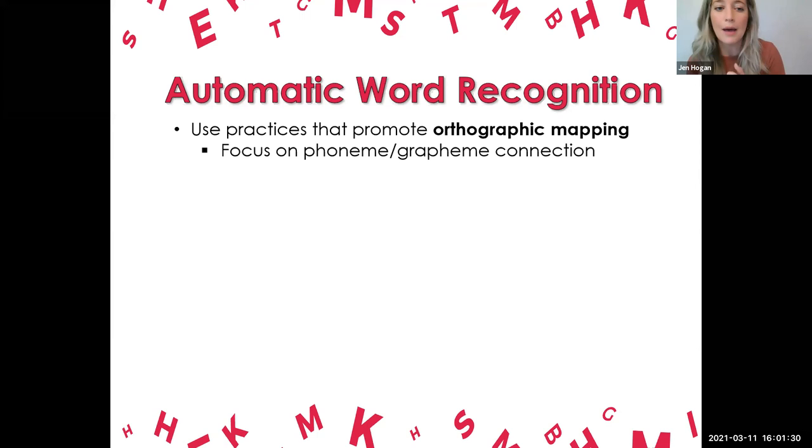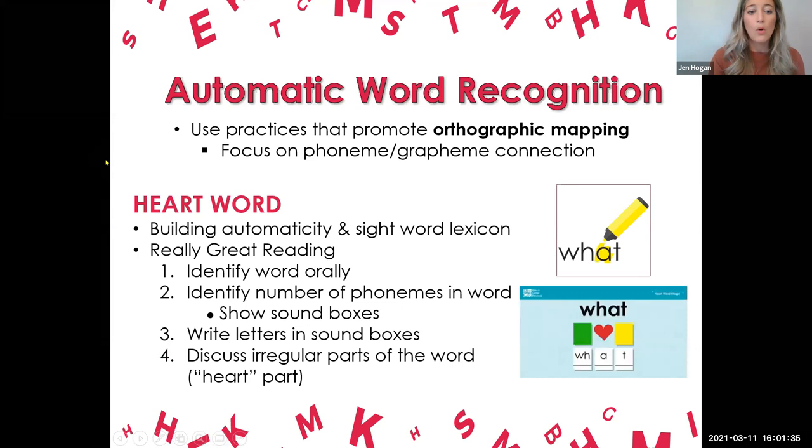One of the ways that I do this is by using the heart word strategy, which comes from Really Great Reading. When I would teach high frequency words in my small groups, I used to structure my lessons, you know, Monday, I would do an echo, say, like a flashcard. Tuesday, we might whisper, say it. Wednesday, we might skywrite it.